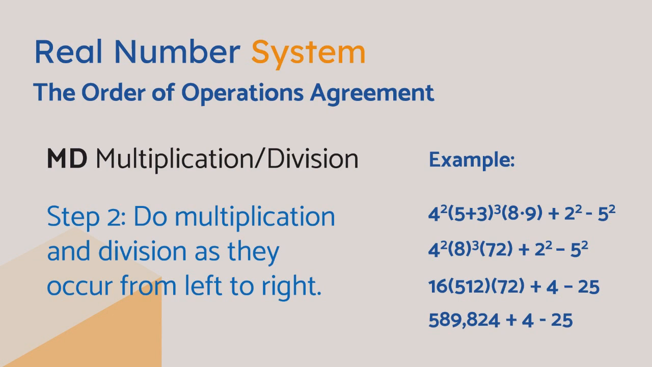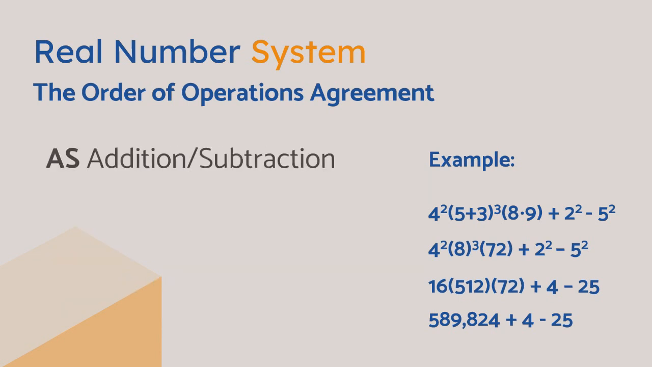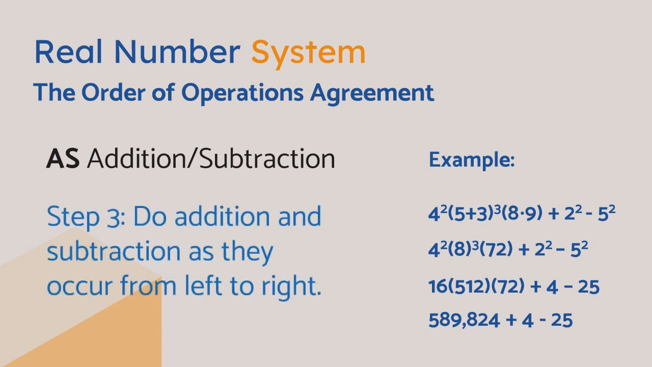589,824 plus 4 minus 25. After you do multiplication or division, you may proceed with addition or subtraction. That's the last step. Do addition and subtraction as they occur from left to right.